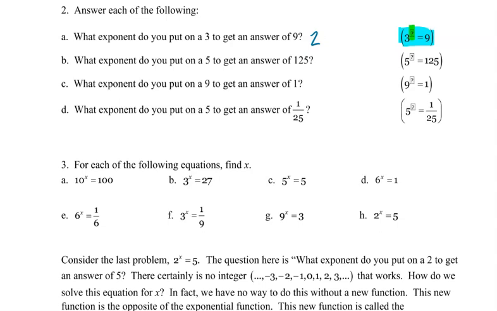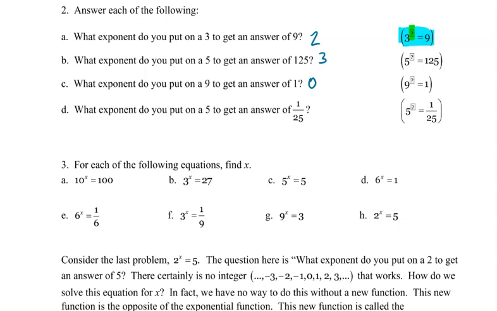Okay, what exponent would you have to put on a 5 to get 125? Well, 125 is 5 times 5 times 5 again, so it'd be 5 cubed, so 3. All right, what exponent do you put on a 9 to get an answer of 1? Okay, again, anything to the power 0 equals 1. So if it equals 1, that means the power was 0.